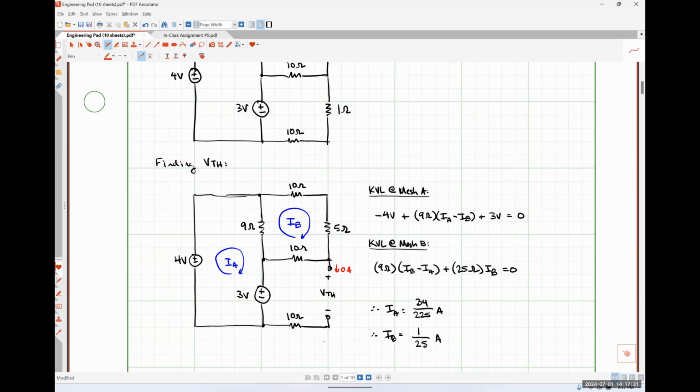So what I would suggest that we would do is, now that we have these mesh currents, we could write a Kirchhoff's voltage law equation. Okay. So what I'm going to do is I'm effectively going to write a KVL equation around this path.